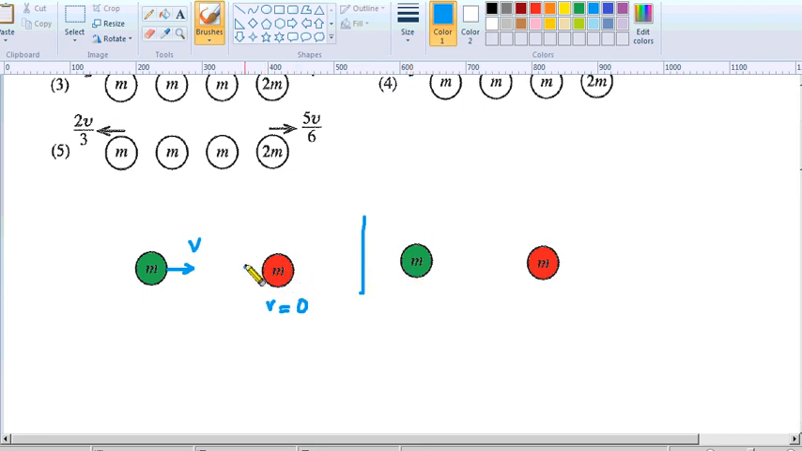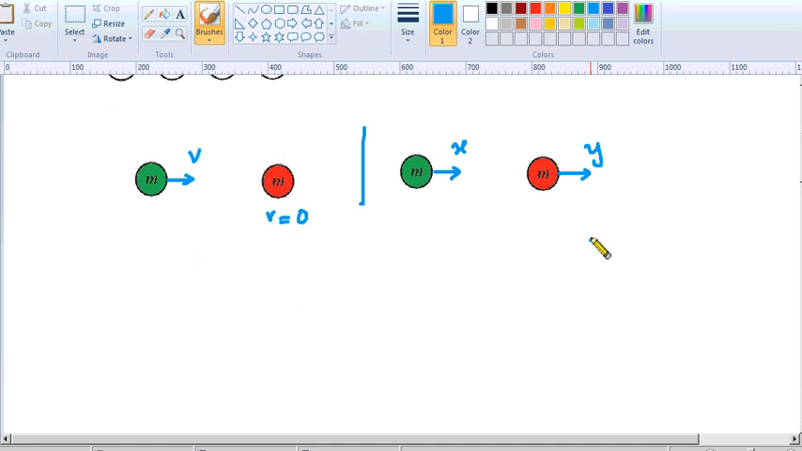So after the collision, what happens? The first ball, denoted by green color, say its velocity is x. We don't know, it might be increased, it might be greater than v or smaller than v. We don't know, therefore we write x. So we take it as x and then we take this as y. Let's say, assume the velocities are x and y like this.